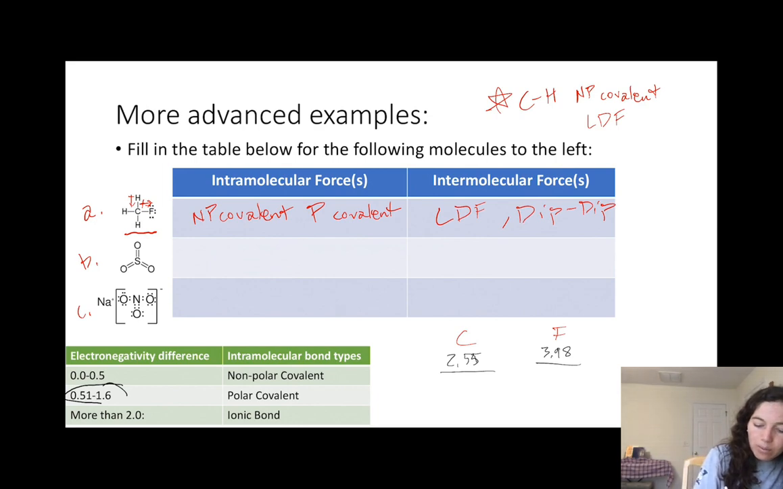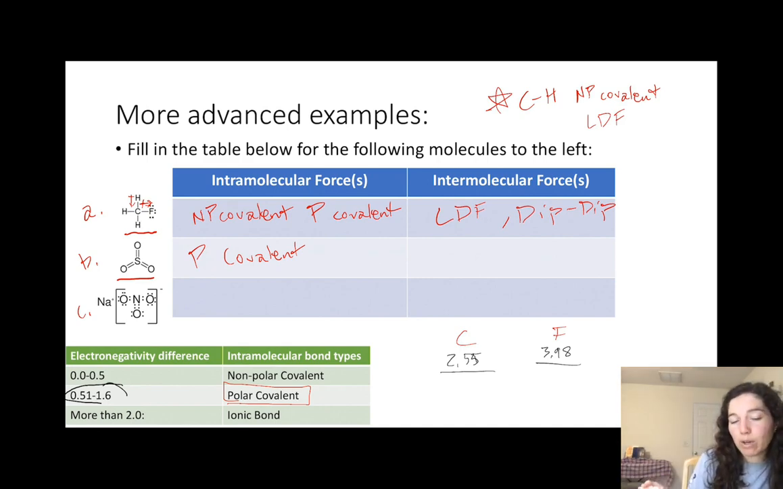So for the next one, we've got a sulfur and an oxygen. We can go to our Pauling scale, and we're going to see that the difference here is going to fall in this polar covalent category. It's polar covalent. Now, in order to find the type of intermolecular force, because it's polar covalent, we would think that it is either dipole-dipole or hydrogen bonding. The oxygen here is stuck to a sulfur, not a hydrogen, so it's not hydrogen bonding. So this would be dipole-dipole.